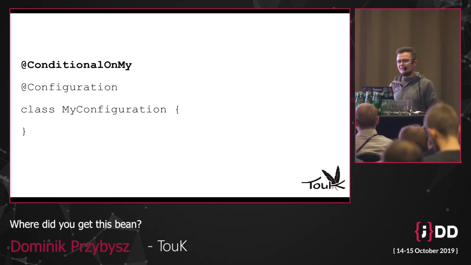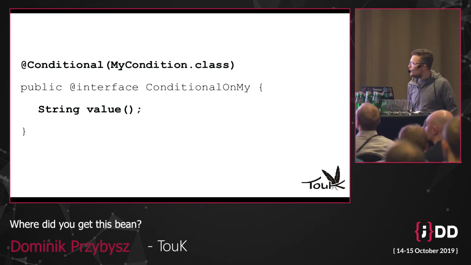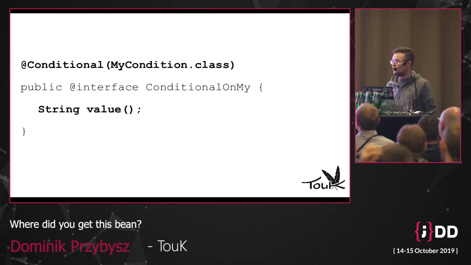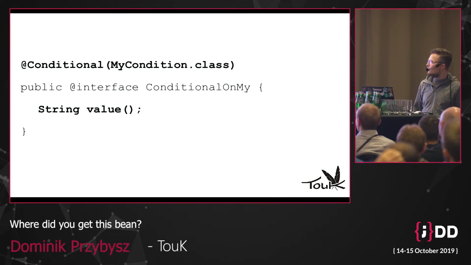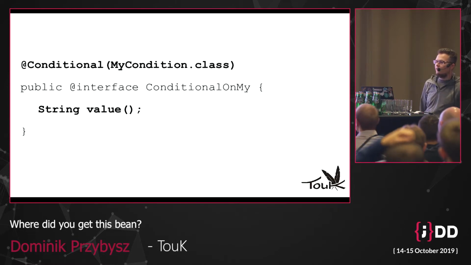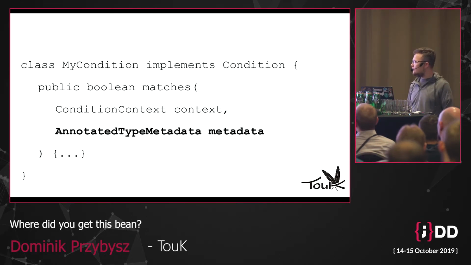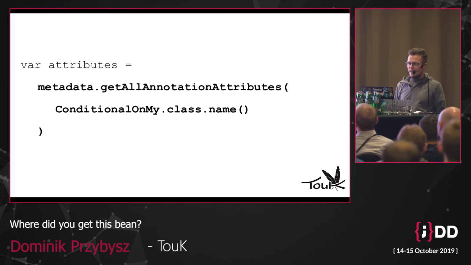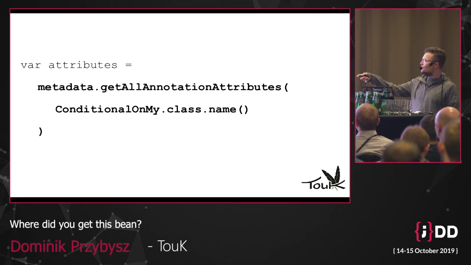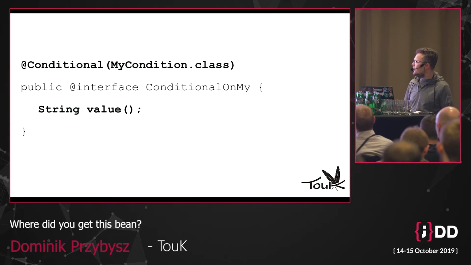Sometimes we want to add some parameters to this. So for that, we add the conditional with MyCondition on our annotation, and we could pass some value here to this condition. And the user could define this value when he uses the ConditionalOnMy annotation. To use it in our condition, we have access to the annotated type metadata, and here we could get all annotation attributes of a specific annotation, which is on our annotated element, and we could access all the attributes that we have created in this annotation, so we could read the value from here.